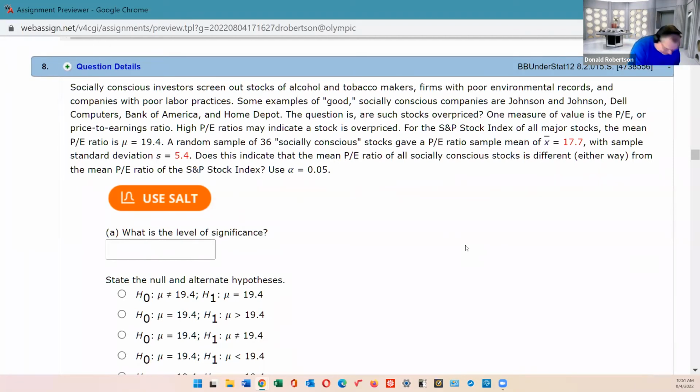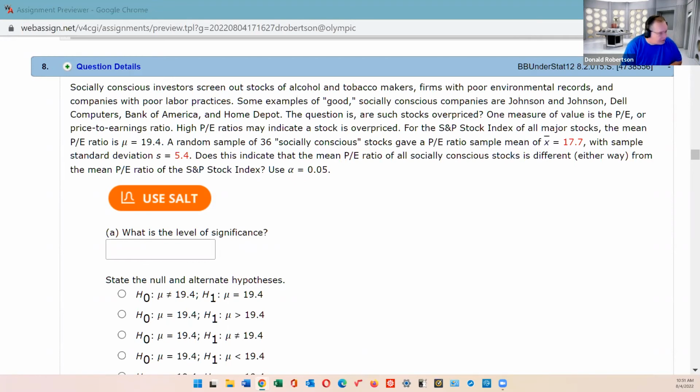Okay, question 8. Socially conscious investors screen out stocks of alcohol and tobacco. Right, so they don't invest in what they consider antisocial ways of making money, right? Fair enough, that's your money, do what you want.